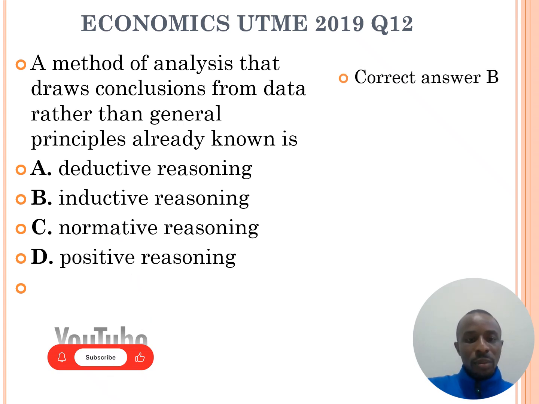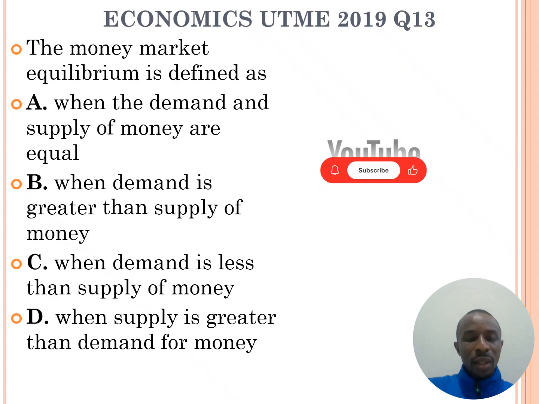Number 13. The money market equilibrium is defined as when the demand for money and supply of money are equal. In the money market, we have demand for money and we have supply of money.